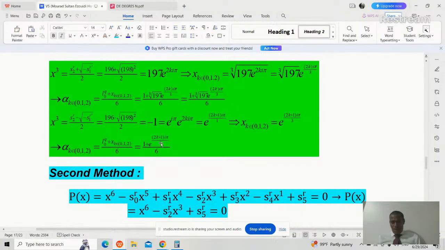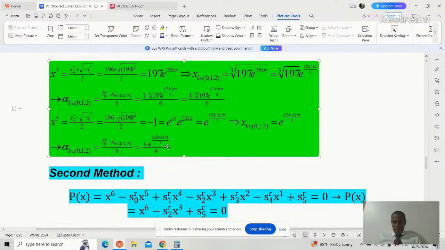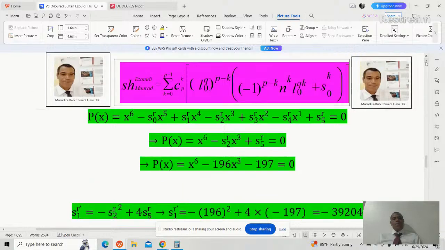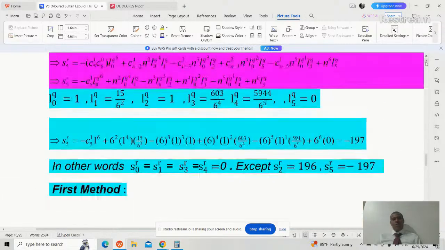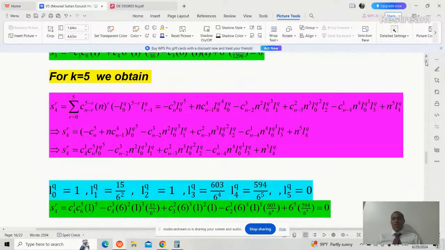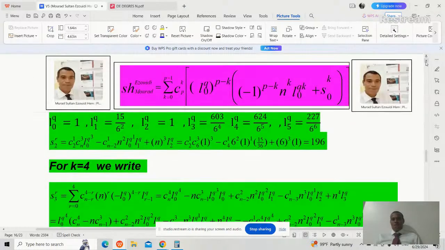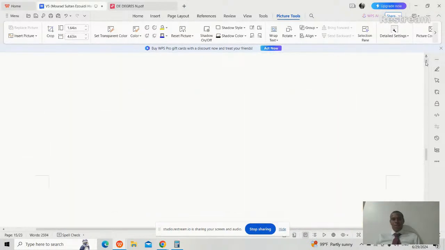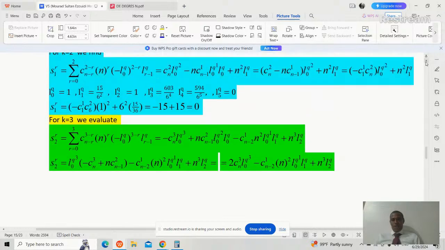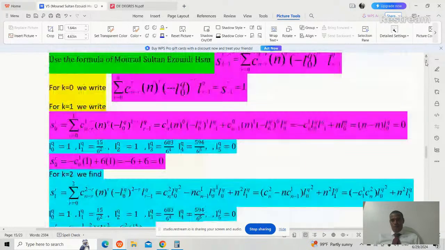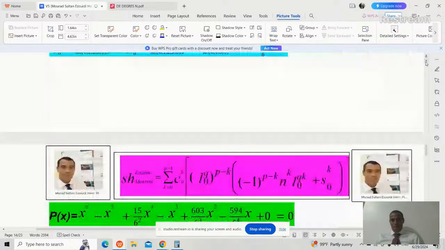Okay, you can see that when k equals 1, you will get 0 because alpha is equal to 0, because you extend your polynomial to the power 6. I will just copy this, and then I will come back to my own polynomial to the power 5 that we started with. It's difficult to solve this kind of question, but your pioneer methods teacher, Mourad Sultan Ezouidi, is here to give you a slight idea about this polynomial to the power 5 and the one to the power 6.